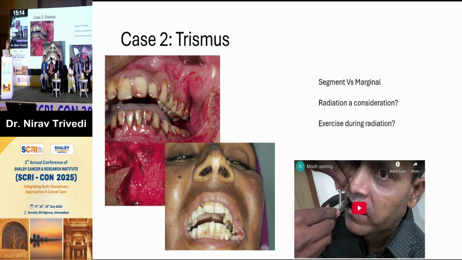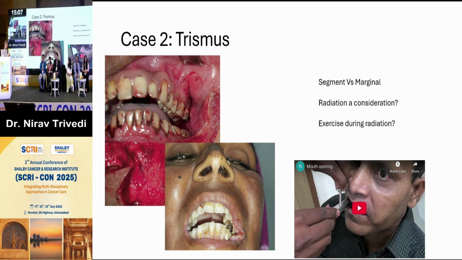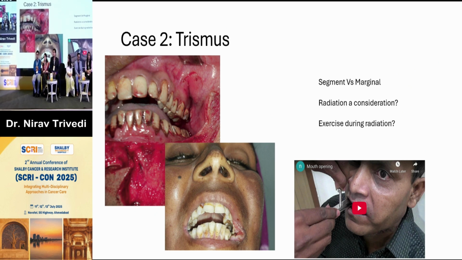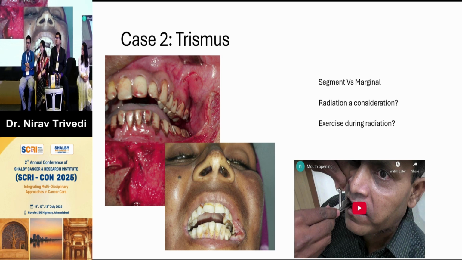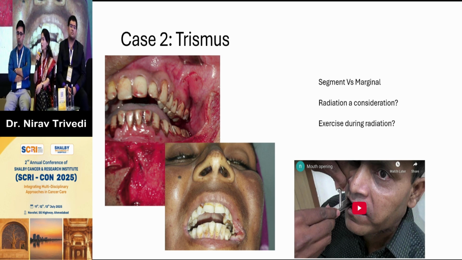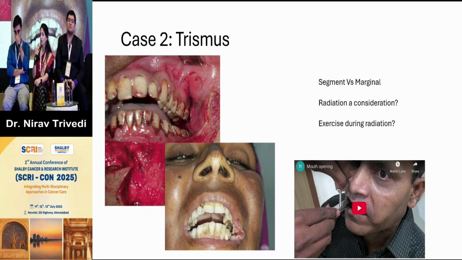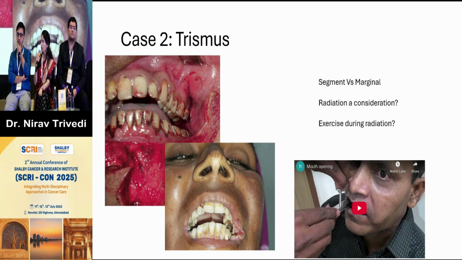Priyanka, what's your feeling if we do a marginal mandibulectomy and give radiotherapy? How much trismus do you expect, or do you have anything in radiotherapy techniques that can prevent that trismus? Radiation is a consideration for patients, and the answer lies in the histopath report. So if it's an advanced tumor, T3, T4, node positive, depth of invasion is more than 5 mm, in such cases, we consider radiation.